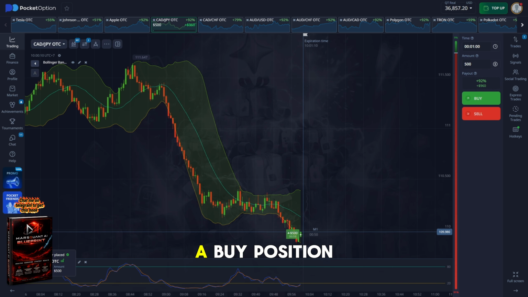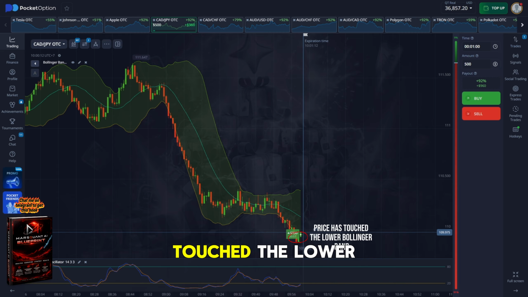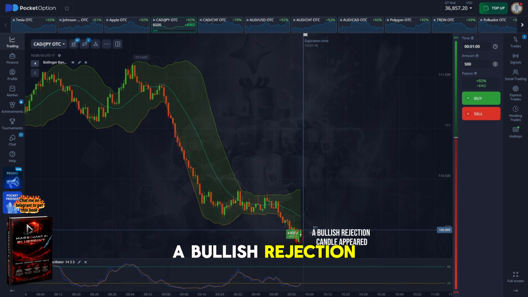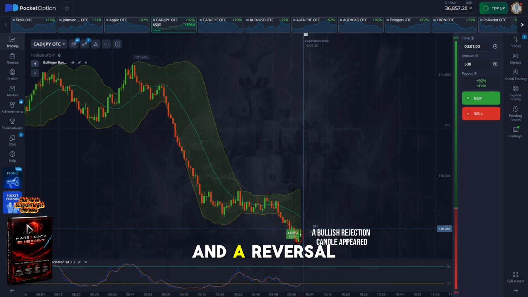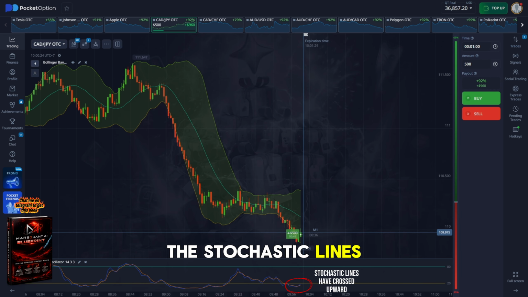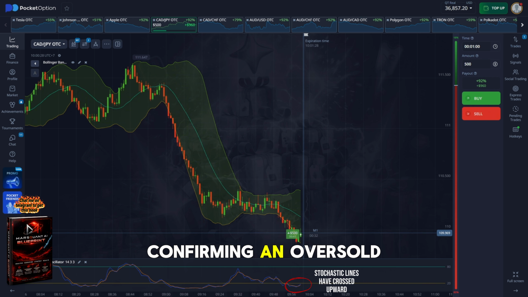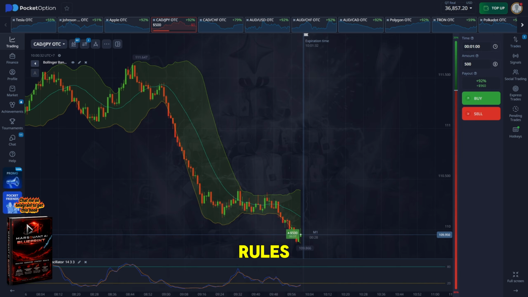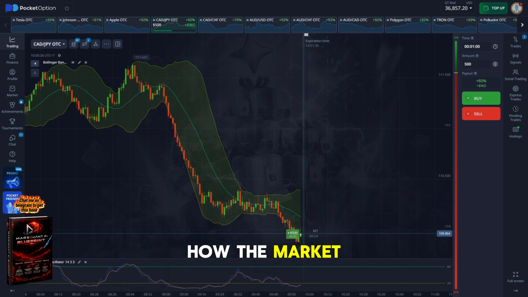I am opening a buy position because price has touched the lower Bollinger Band. After reaching the band, a bullish rejection candle appeared, indicating that the downward momentum may be weakening and a reversal could begin. At the same time, the stochastic lines have crossed upward while the indicator is below level 20, confirming an oversold condition. These conditions match the MarsQuant Blueprint rules for a potential buy setup. Now let's watch the trade and see how the market responds.